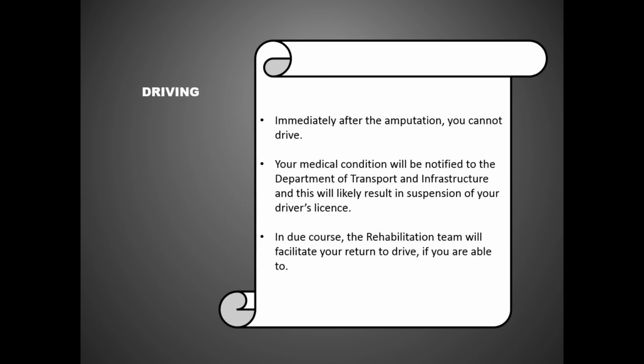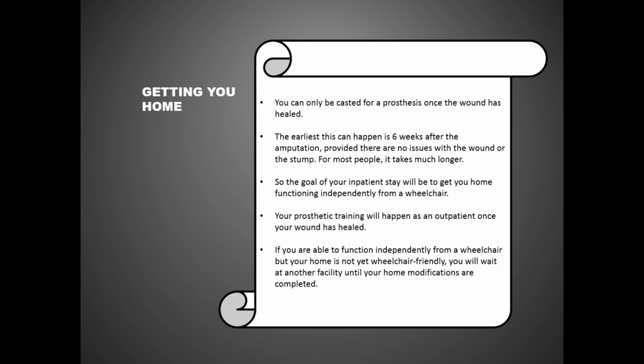Getting you home. You can only be casted for prostheses once the wound has healed. The earliest this can happen is 6 weeks after the amputation, provided there are no issues with the wound or the residuum. For most people, it takes much longer than 6 weeks. So the goal of your inpatient stay will be to get you home functioning independently from a wheelchair. Your prosthetic training will happen as an outpatient once your wound has healed.